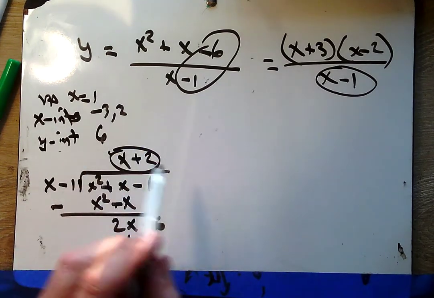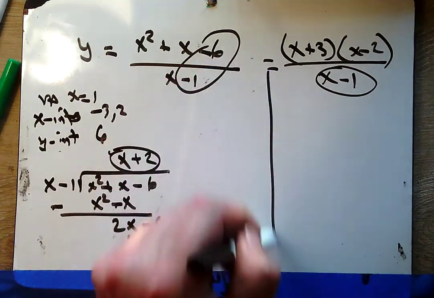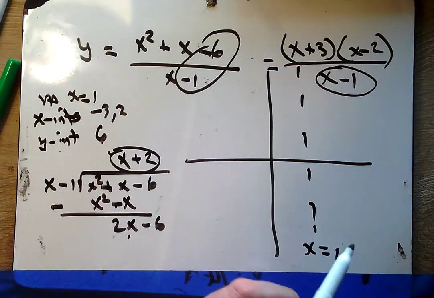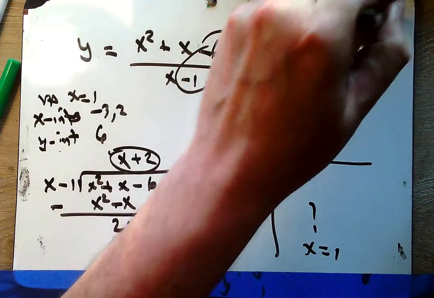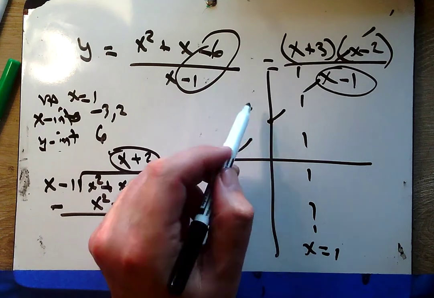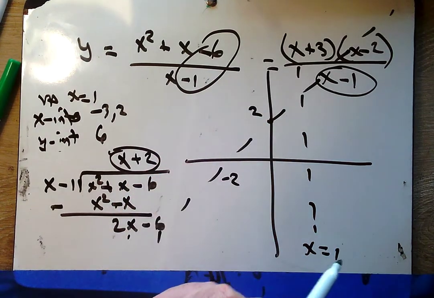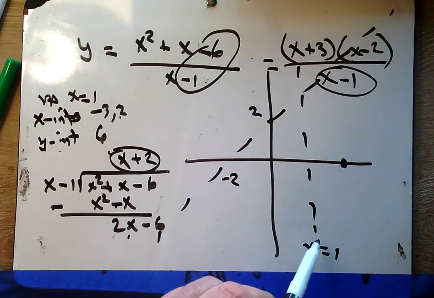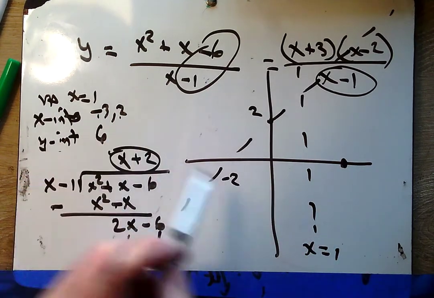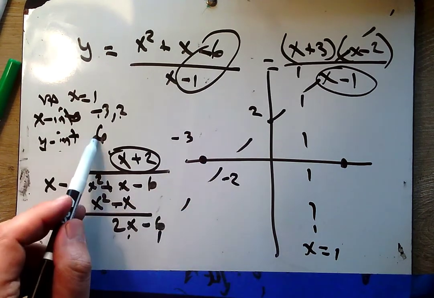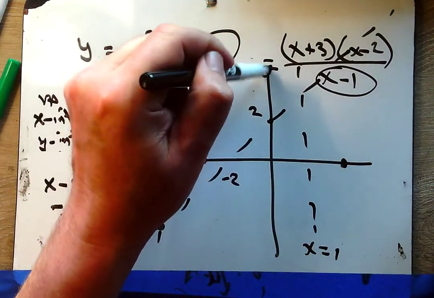There's my slant asymptote. So I've got a vertical asymptote at 1. I've got a slant asymptote called y equals x plus 2. I have an x-intercept at 2. That's on the other side of 1. I have an x-intercept at negative 3. That's over here. And a y-intercept of 6, which is going to be up here.